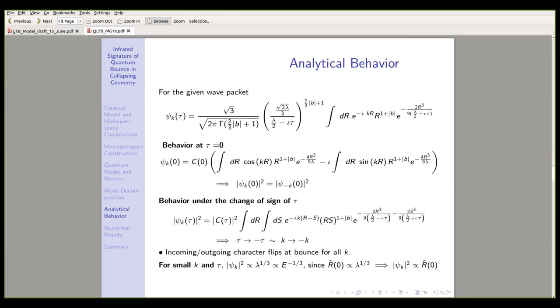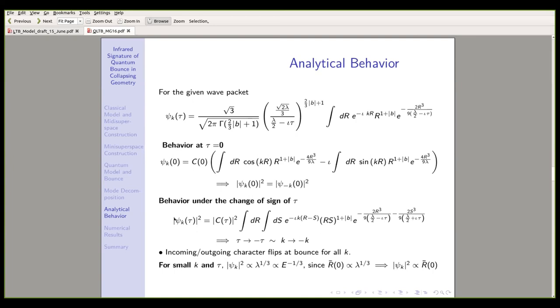Now, for the given wave packet, the function psi k is of this form, and we are interested in its behavior in various regimes. At the classical singularity, tau equal to zero, we can write psi k zero in this form, which implies that |psi k|^2 is equal to |psi minus k|^2, which implies that the number of incoming modes is equal to the number of outgoing modes at the classical singularity for all wave numbers k.